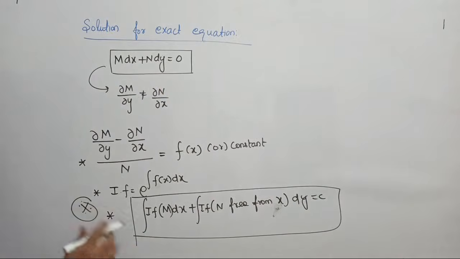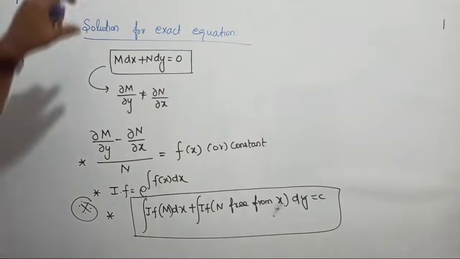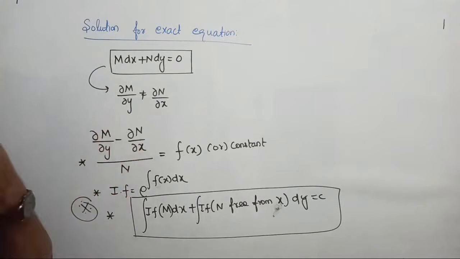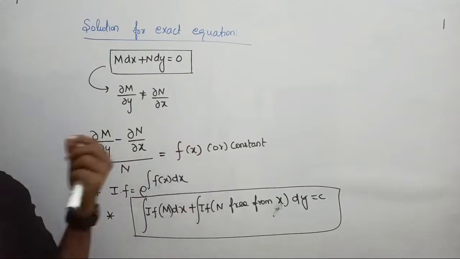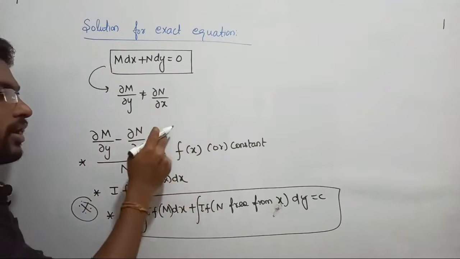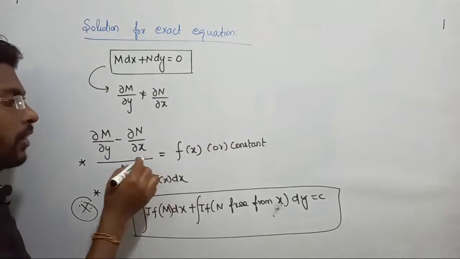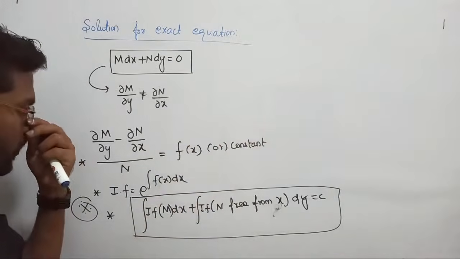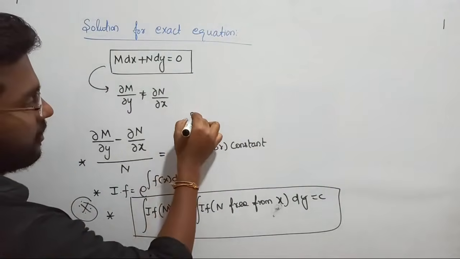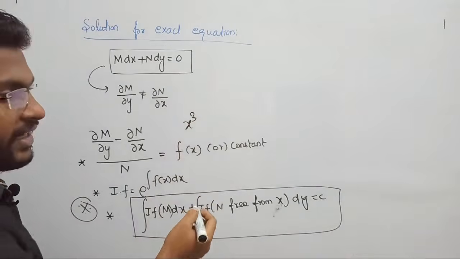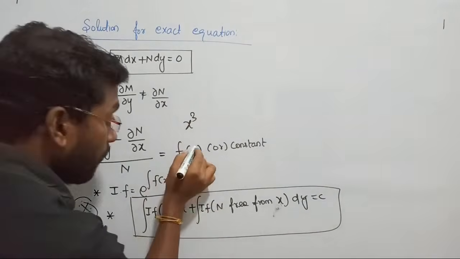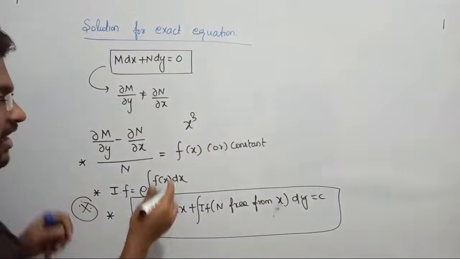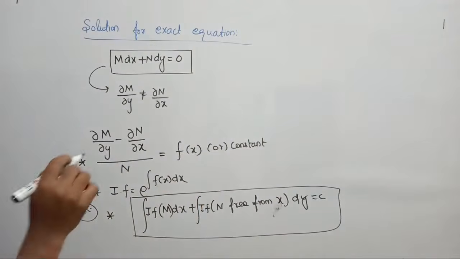Clear? If the condition is not satisfied, then you have to subtract dou m by dou y minus dou n by dou x. Okay sir, both are not equal, so subtract them and divide by n. Definitely it will come in terms of x. I mean, your complete function will come in terms of x, or otherwise you will get some constant. So you might get x cube or x square or x cube plus x, something, but it will be in terms of x. Either you might get the function in terms of x or a constant value. That is one format, it can come in this format, otherwise the opposite format.